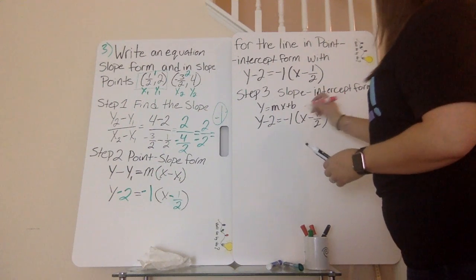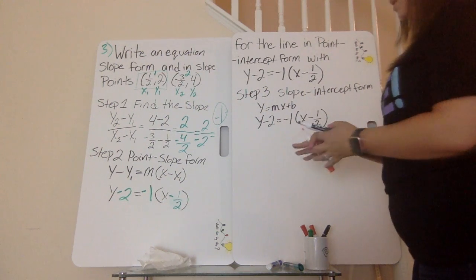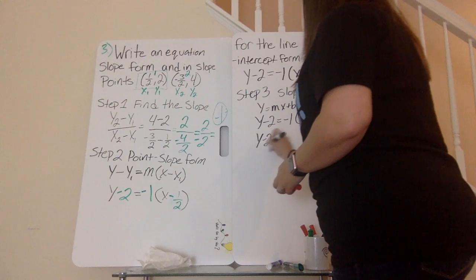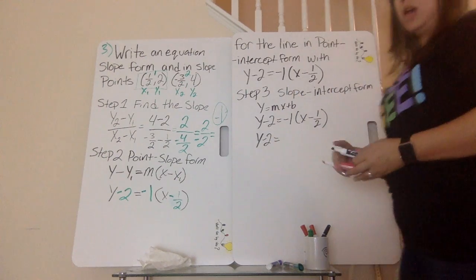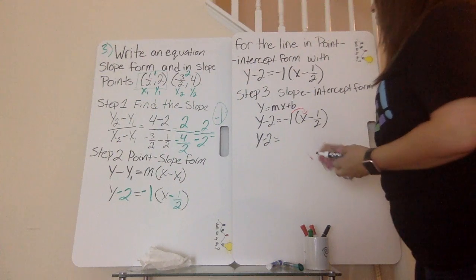And I'm going to go with a red. So nothing happens to the left side. It's going to stay the same. So I'm going to bring that guy down, y minus 2. And I'm going to distribute this negative 1. So this negative 1 is going to go with the x.